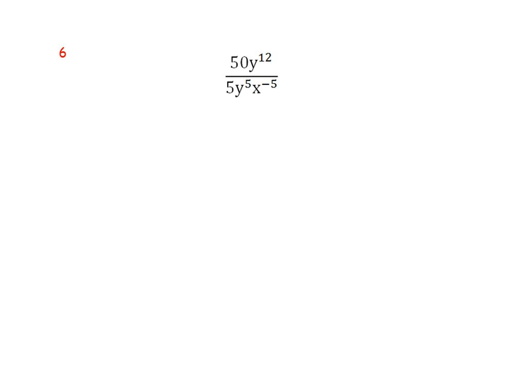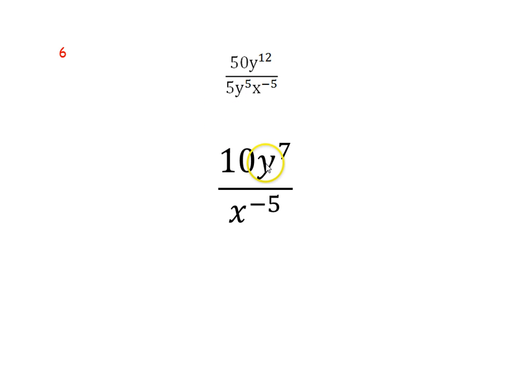And number 6, 50 times y to the 12th divided by 5 times y to the 5th times x to the negative 5th. First thing I see here is 50 over 5. And 50 over 5, I can simplify that because 50 over 5 is 10. And then I have y to the 12th over y to the 5th, and if I'm dividing two things that have the same base, I subtract their exponents, so 12 minus 5 will be 7. And then we add that x to the negative 5th still in the denominator. So this 10 comes from 50 divided by 5, so it's like 10 over 1.